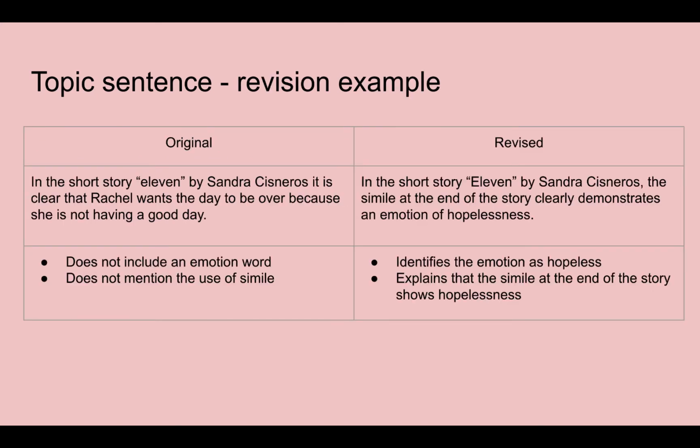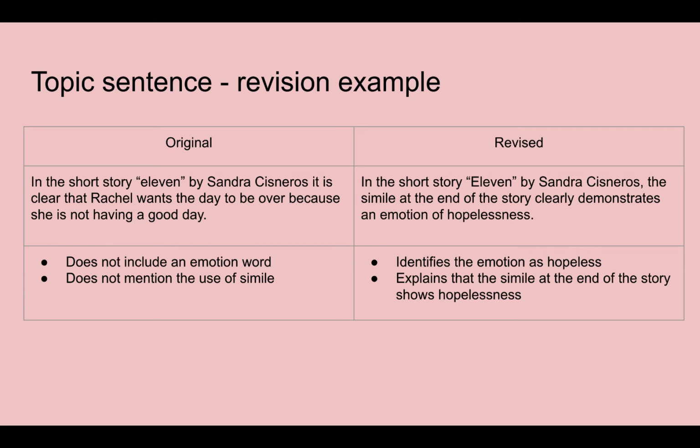So for example, what this might look like is a lot of students right now have topic sentences that look like the original here. In the short story "11" by Sandra Cisneros, it is clear Rachel wants the day to be over because she is not having a good day. So wanting the day to be over is not an emotion, right? That might be what she was thinking or how she was feeling, but that is not a specific emotion. It does not include an emotion word, and it also doesn't mention similes at all.